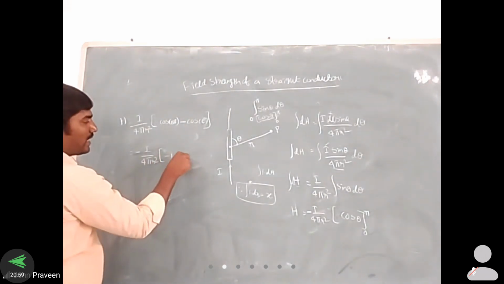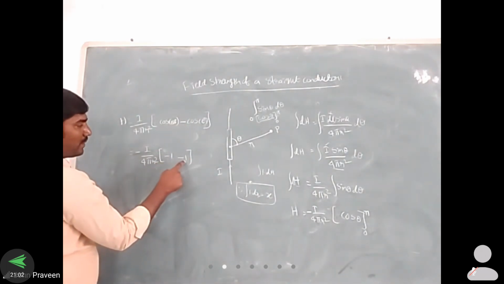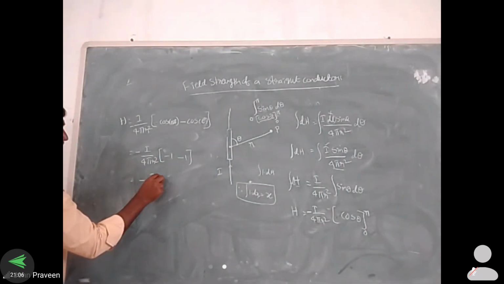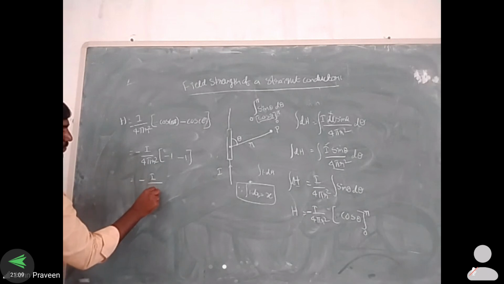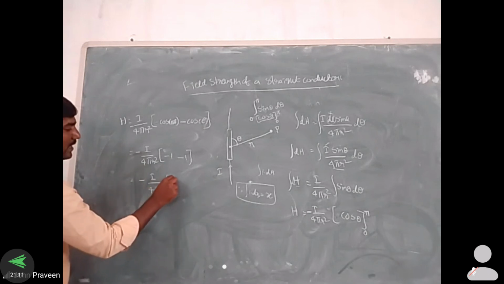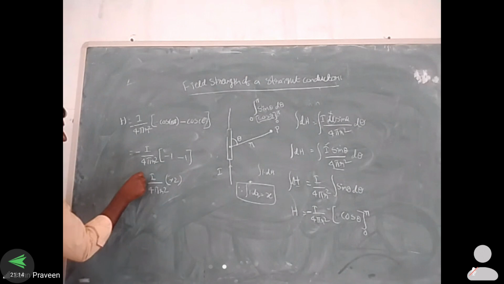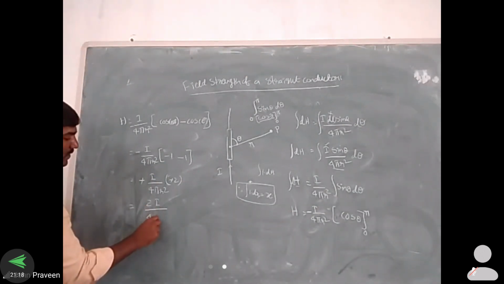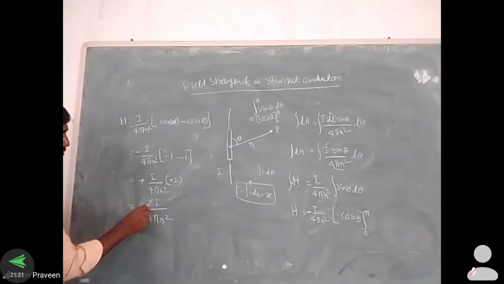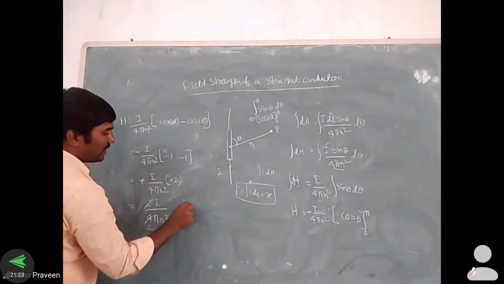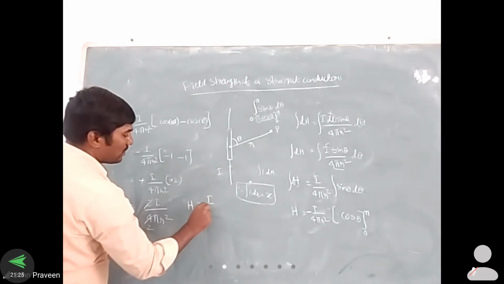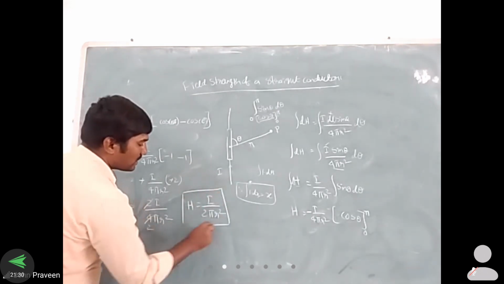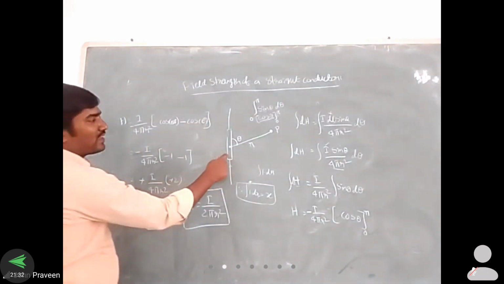Cos 0 is 1. So minus 1, minus 1, minus 2. So minus of I by 4 pi r square into minus 2. Minus, minus get cancelled, so we get the value as 2I by 4 pi r square. 2 1 just, 2 2 just. Therefore H is equal to I by 2 pi r square. So this is the field strength of a given conductor.